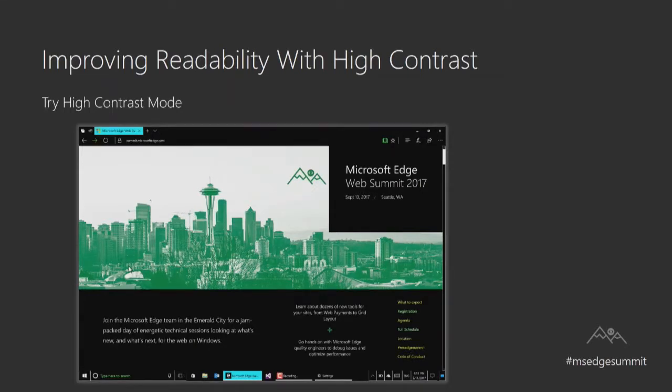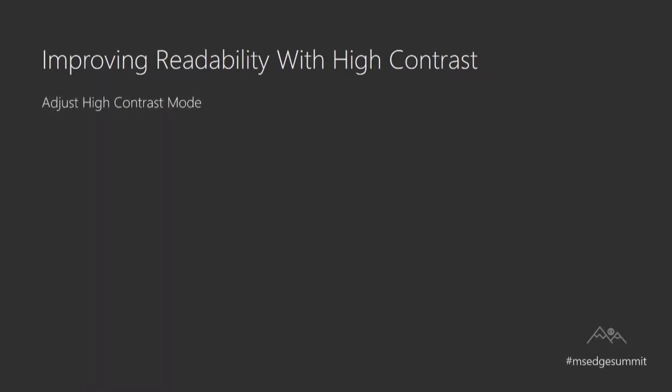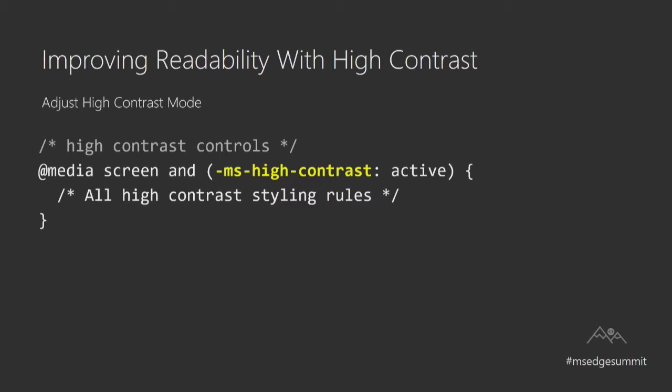If your page looks good, great, you're done. If you want to further improve that experience, if you want to further change the way things are styled and presented, we support that. Microsoft Edge supports a media query called MS High Contrast. When the media query evaluates to active, meaning somebody turned their high contrast theme on, you have a block of @media rule where you can supply additional styling. You can change things a little bit however you want.